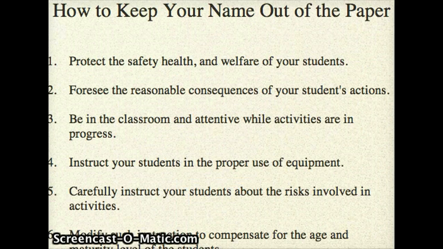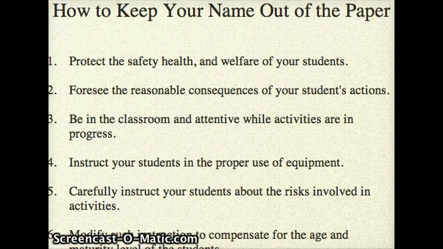Finally, here are some suggestions of things you as an educator can do that maybe help prevent injury and hopefully keep your name out of the newspaper. Number one, protect the safety, health, and welfare of our students. That's what the parents expect when they send their kids to school, and it is our job to teach, to supervise, and protect them. Number two, foresee the reasonable consequences of your students' actions.